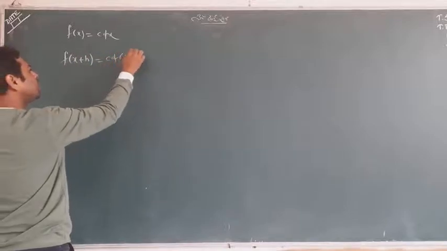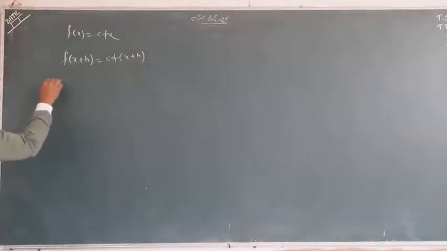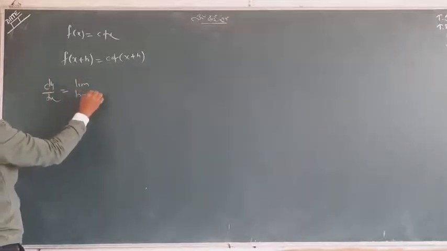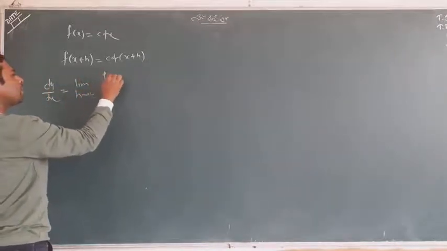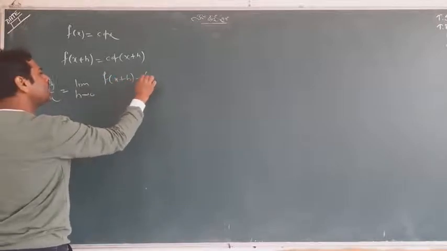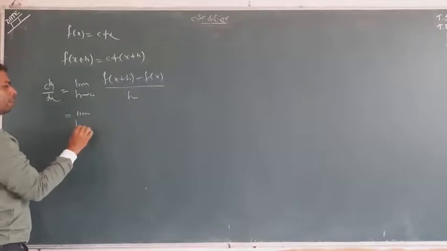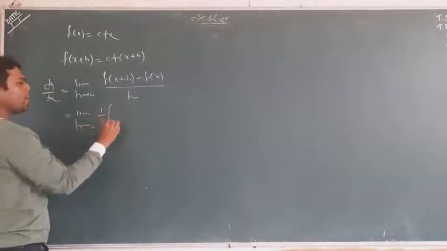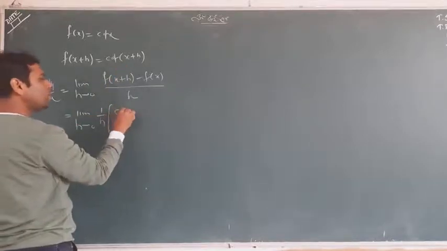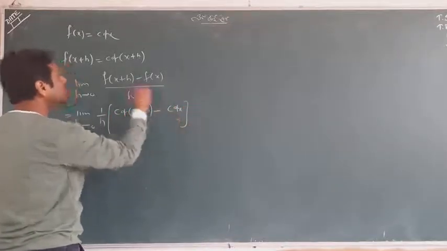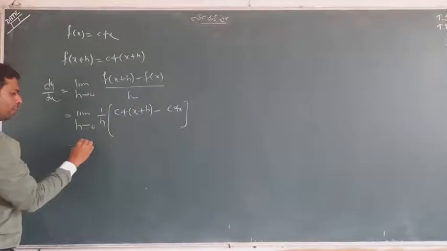So I'll go with f of x plus h, cot of x plus h. Use the formula: dy by dx. We know the limit, no more formalities now. It's f of x plus h minus f of x upon h, limit h tends to 0, which I am writing outside. f of x plus h equals cot of x plus h minus cot of x. These two values I have put.